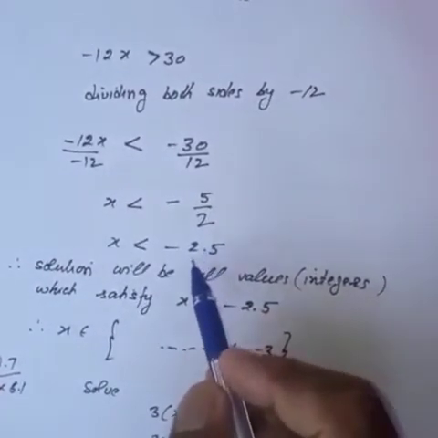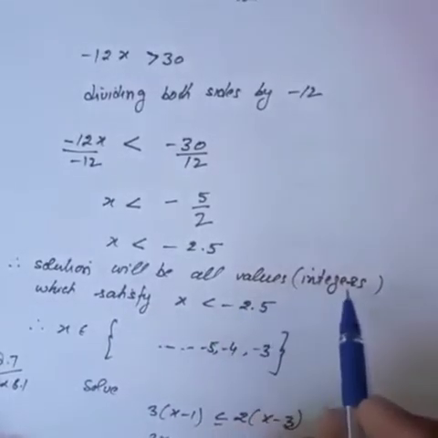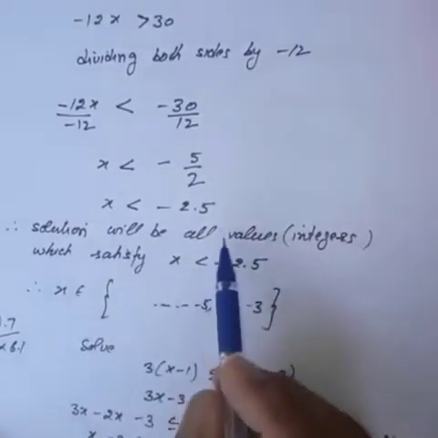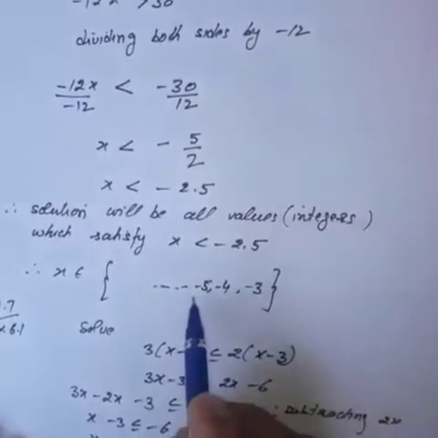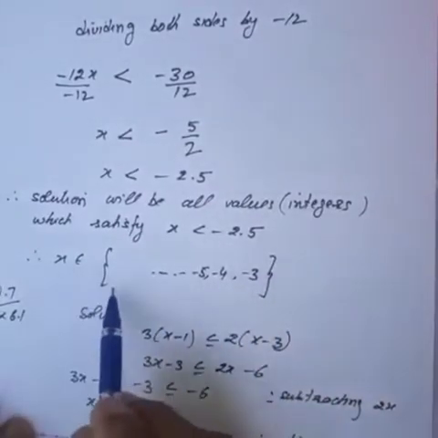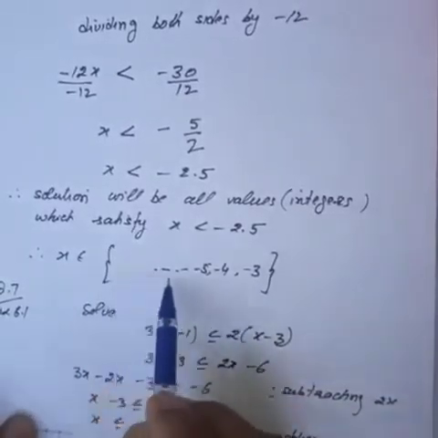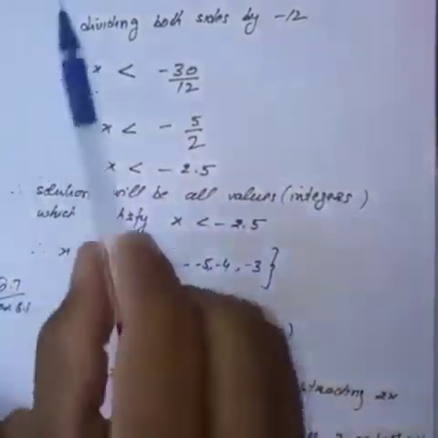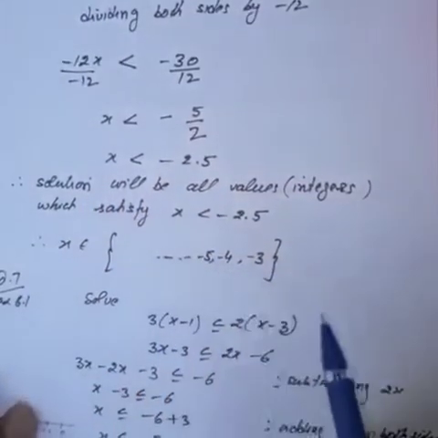Minus 5 upon 2 in decimals is minus 2.5. Therefore the solution will be all integers less than minus 2.5. You will start writing from minus 3, then minus 4, minus 5, and so on in continuation. So this will be an infinite set, and x belongs to this set. This is the required solution. If you put all these values in this inequality, then all these values will satisfy it. It means this inequality will hold true for all these values.